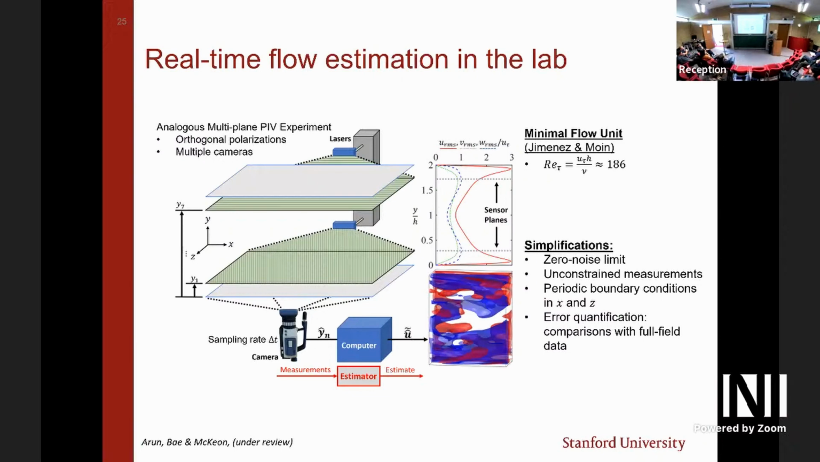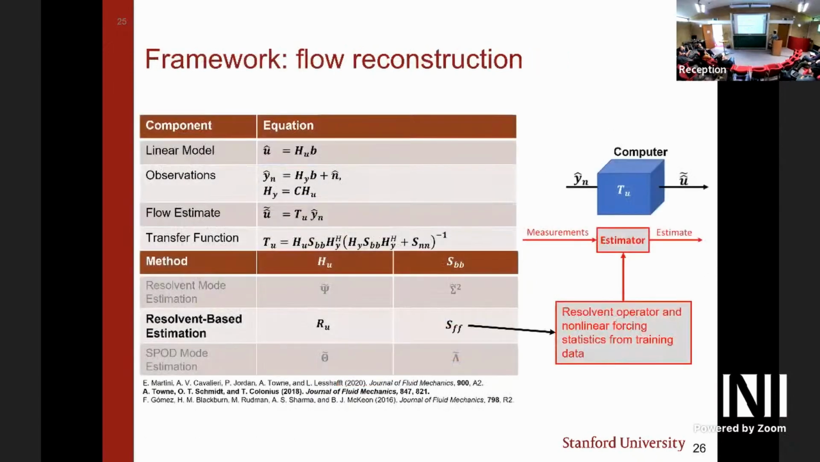So again, we're going to use our real data, not from the lab this time, from a minimal flow unit. We're going to assume a number of sensor planes. This is showing the output from the minimal flow unit in terms of the RMS of U, V, W. So by using the DNS, of course, we're in the zero noise limit. We can measure whatever we want. We're truly periodic. And I should say we're going to compare with the full field. This is the work of Rahul.